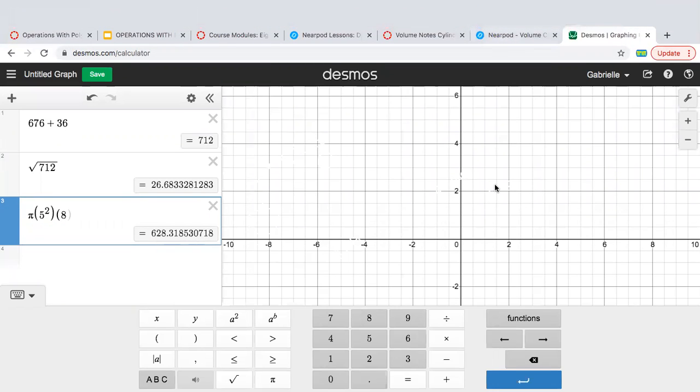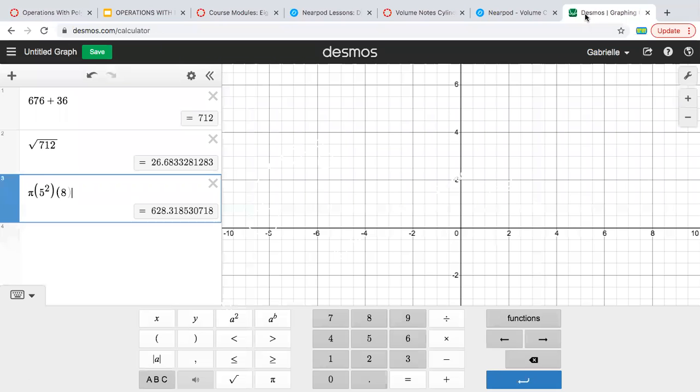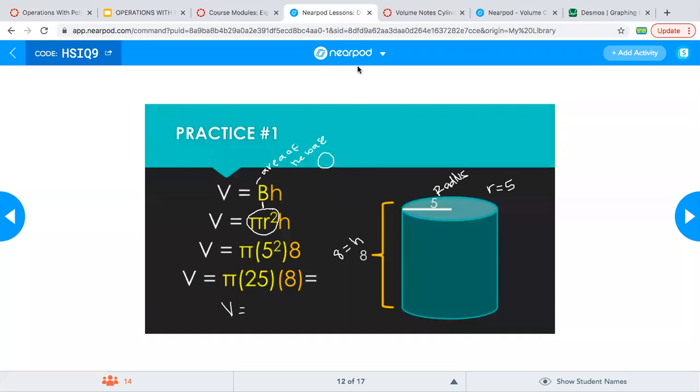So what I would do in your notes is at least have one good example. I would write this down, make sure it's nice and pretty, and have it to look back on. 628.3. I don't have any units on here, but let's say it was centimeters, it would be centimeters cubed. So volume is always cubed.